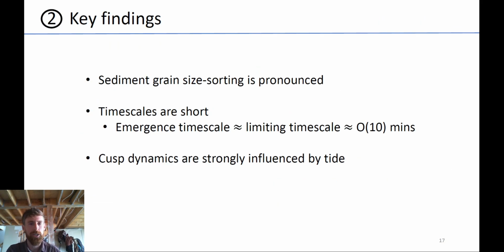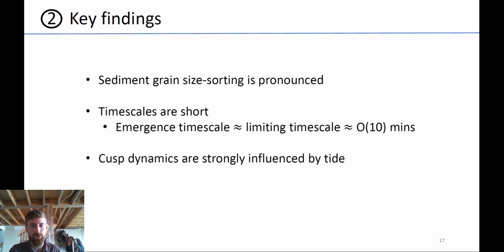So key findings from this section: in all instances of cusp emergence or cusp formation, the grain size sorting was pronounced. The timescales involved were short. This emergence timescale I just mentioned was on the order of 10 minutes. And this value can be arrived at in a similar way using the rate of change of shoreline position due to tides and the width of the swash zone. So this kind of acts as a constraining timescale imposed by the tides, which also gives us a value of about 10 minutes.